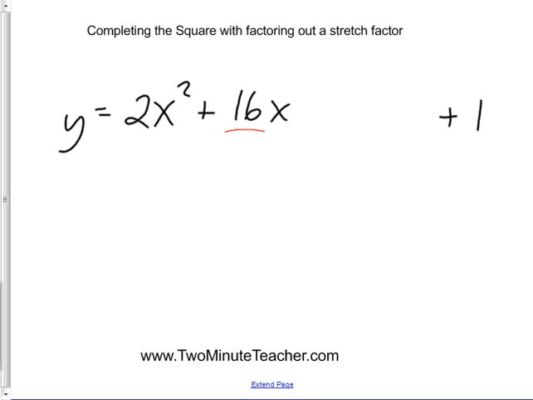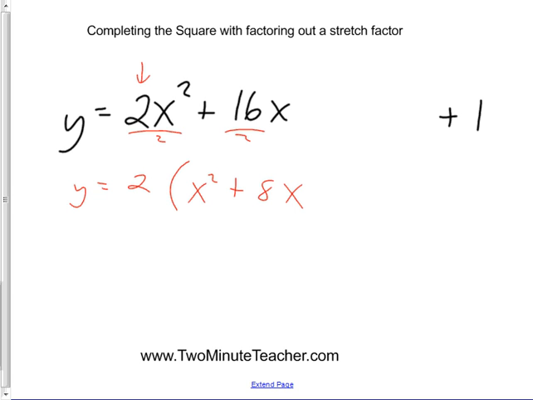I first have to factor something out of these two because this number 2 is the stretch factor. It needs to come out front. 2 comes out first, and then you have x squared plus 16. Nope, 2 comes out of that too. 8x. What really happened there is each part got divided by 2, and then I stick a 2 out in front. Okay, now I can do half and square.